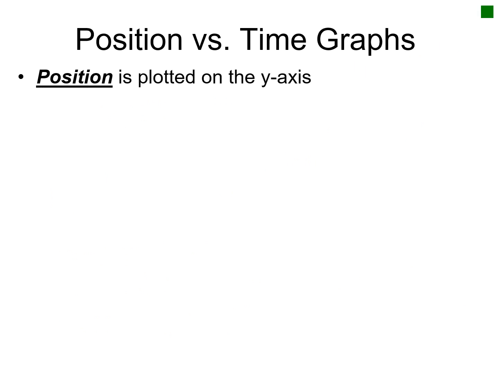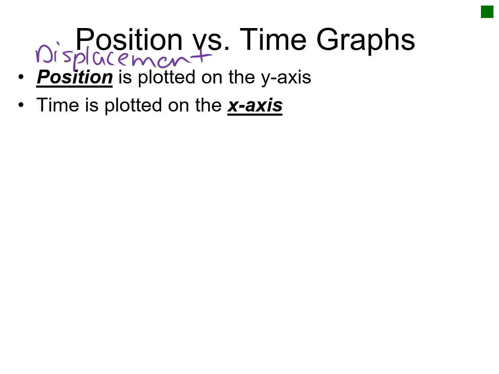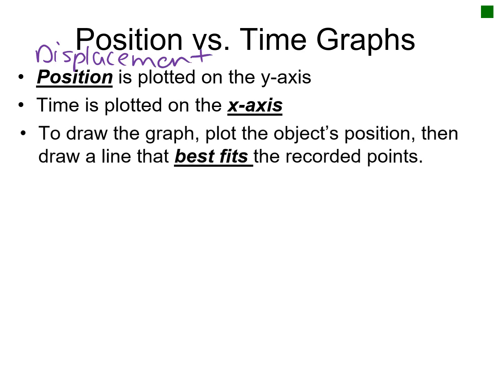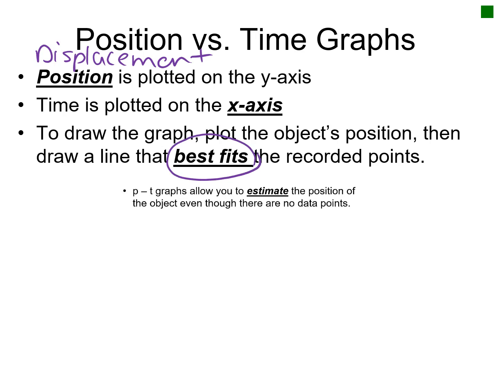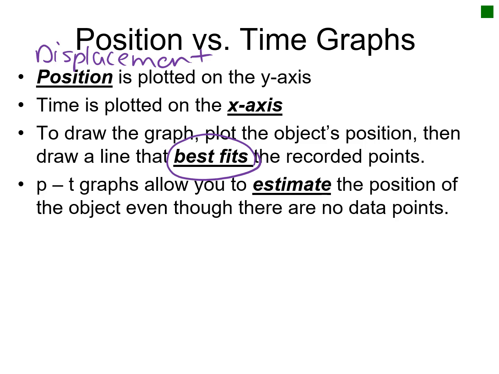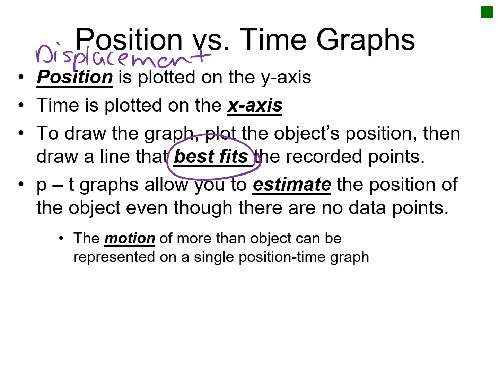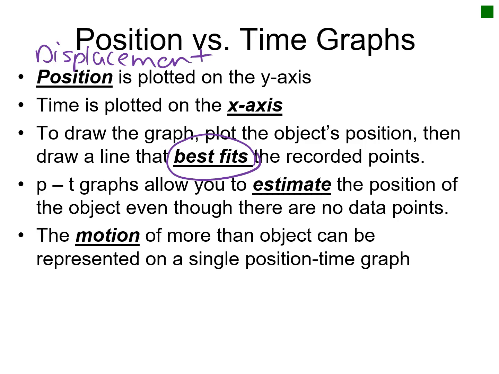So position versus time graphs: position or displacement is plotted on the y-axis. Time always goes on the x-axis no matter what. To draw the graph, we're going to do the best fit of the recorded points. We're not going to connect the dots. We're going to do the best fit so we have a nice straight line. And a position time graph will allow you to estimate the position of objects even though there are no data points. And the motion of more than one object can be represented on a single position time graph.